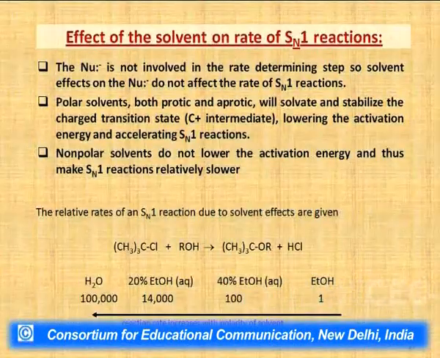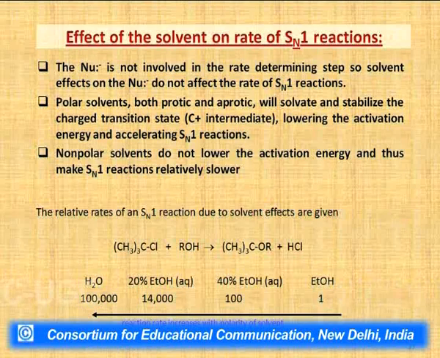Effect of the solvent on SN1 reaction. The nucleophile is not involved in the rate determining step, so solvent effects on the nucleophile do not affect the rate of SN1 reactions. Polar solvents, both protic and aprotic, will solvate and stabilize the charged transition state, lowering the activation energy and accelerating the SN1 reaction. Non-polar solvents do not lower the activation energy and thus make SN1 reaction relatively slower. You can see the order of the relative rates of SN1 reaction due to solvent effects.